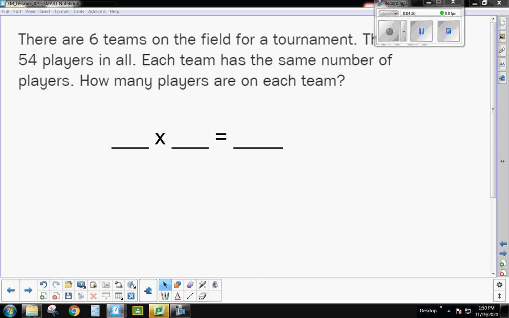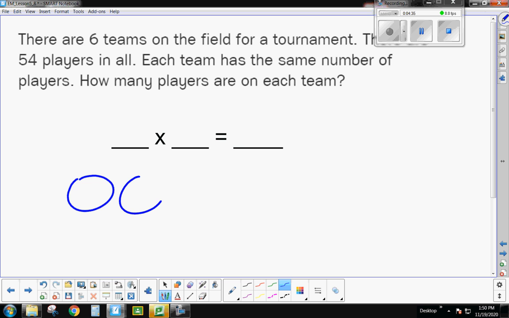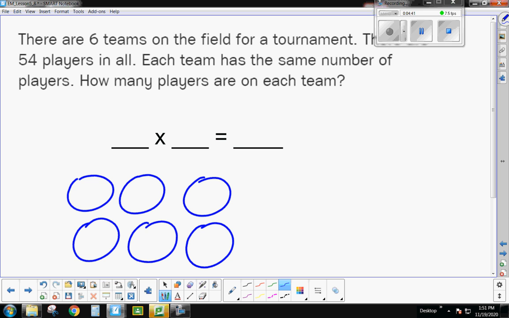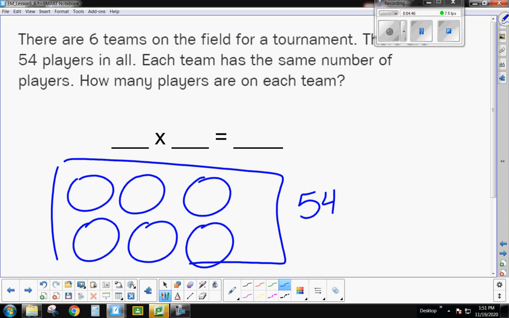So if I know that there's 54 players in all, I know that there are 6 teams. So even if I kind of started to draw my picture, there are 6 teams. It says there are 54 players in all. If each team has the same number of players, how many players are on each team? So I know that each team has the same number, I just don't know what that is. How could we create a multiplication number model to fit this problem? Go ahead and pause the video and see what you come up with.